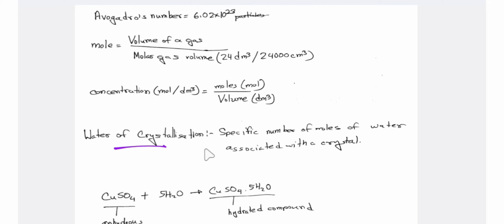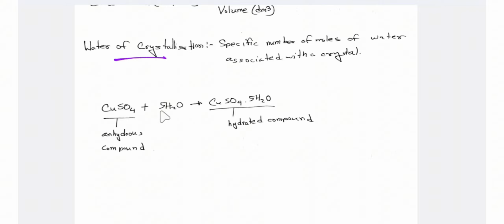Now this is the water of crystallization. For example, copper sulfate reacts with water to form copper sulfate pentahydrate, CuSO4·5H2O, where this is the hydrated compound and this is the anhydrous compound. Anhydrous compound, hydrated compound, and this is the water of crystallization.